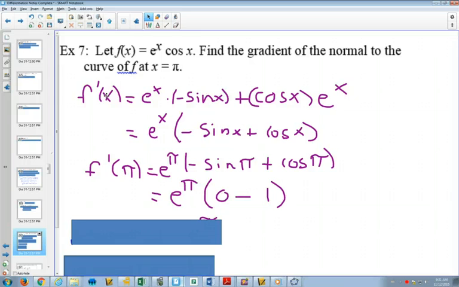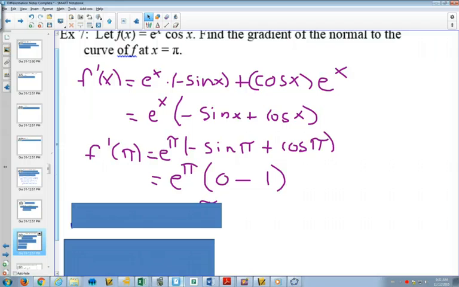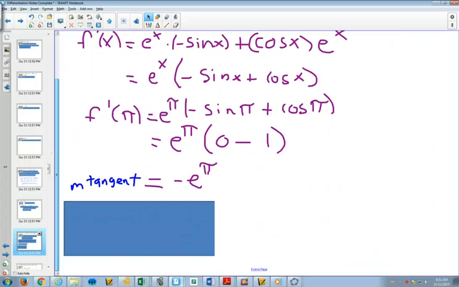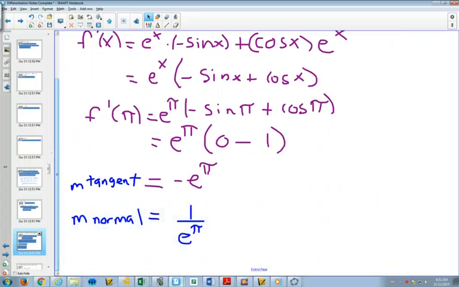So then if you want to find what's the slope of the tangent, you can plug in pi. Sine of pi is 0. Cos of pi is -1. And then multiply that by that e to the pi. And then you've got your slope is negative e to the pi. Negative reciprocal would be 1 over e to the pi.